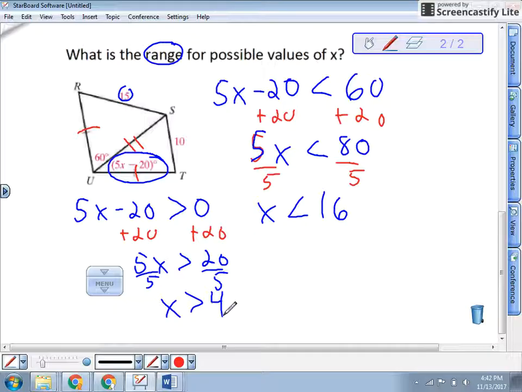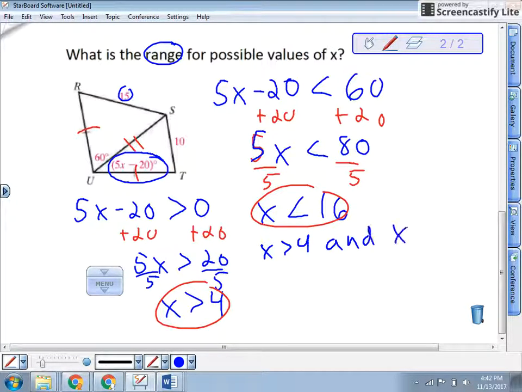So here are our two solutions: x is greater than 4 and x is less than 16. You can write it like this, x is greater than 4 and x is less than 16. Or some people will write it like this, putting x in the middle: 4 is less than x, which is less than 16. You can also write it like that. There is your lesson on properties of triangles.